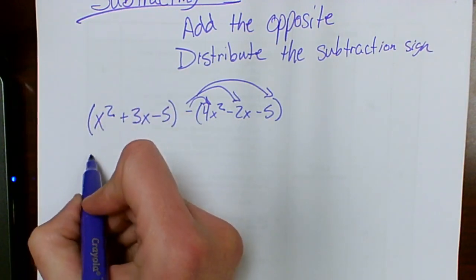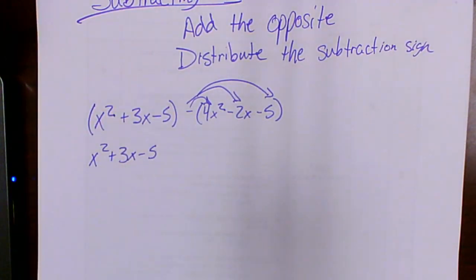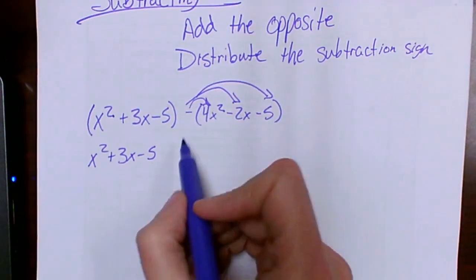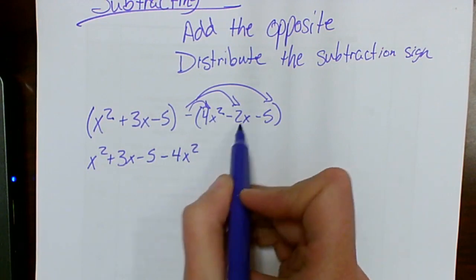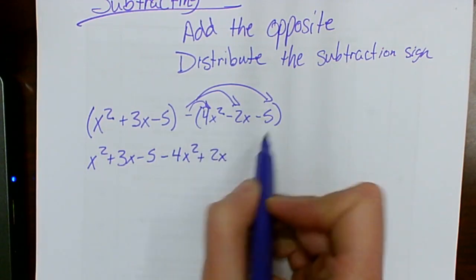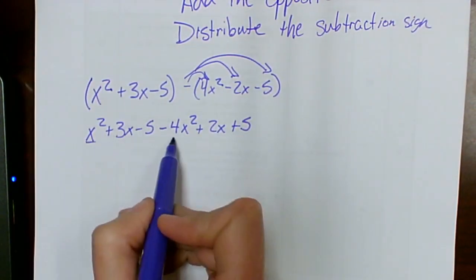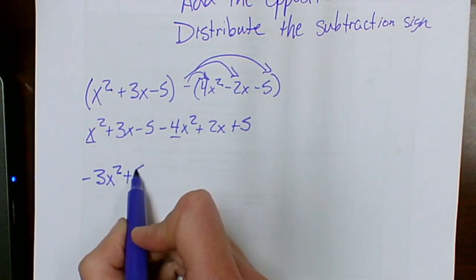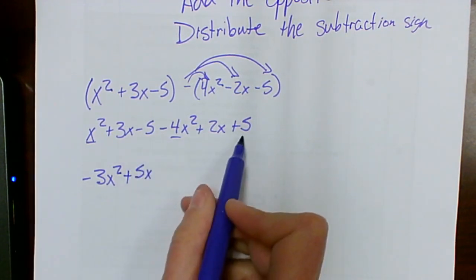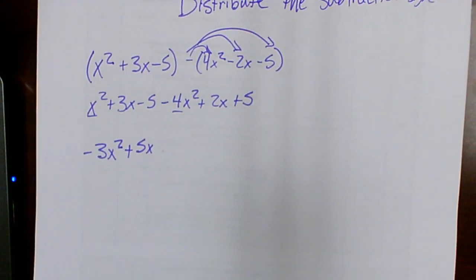So this first one is going to stay the same, and I'm going to write it without the parentheses. The next term will be a negative 4x squared, and then a positive 2x, and then a positive 5. Add like terms, so we get a negative 3x squared, we get a positive 5x, and a negative 5 plus 5, that's a 0. So we are finished.